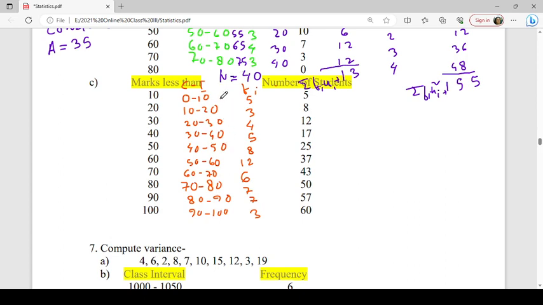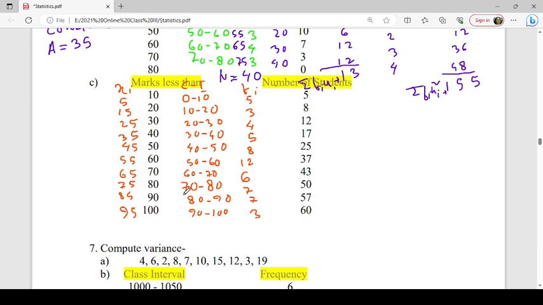Then we need xi. So xi is the mid value of classes. So xi is 0 plus 10 divided by 2, it is 5, then 15, then 25, 35, 45, 55, 65, 75, 85, 95. So these are xi.